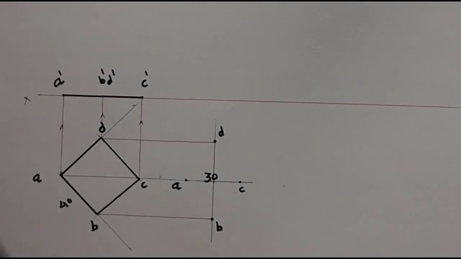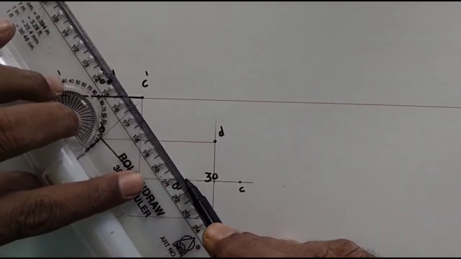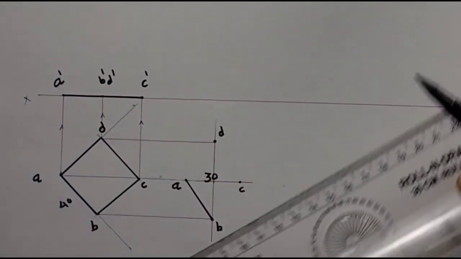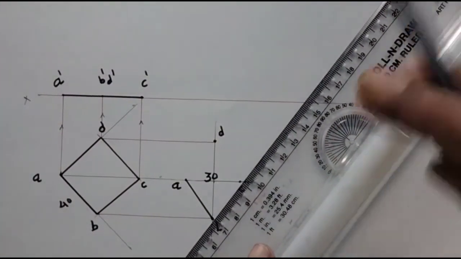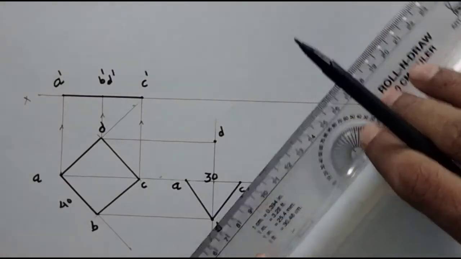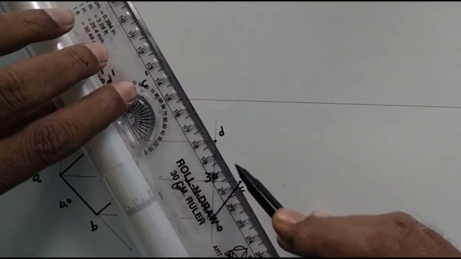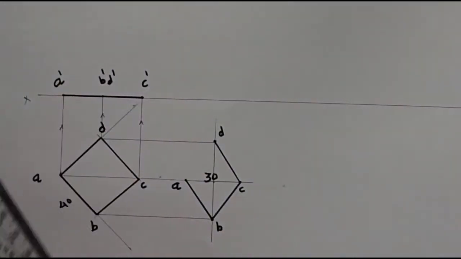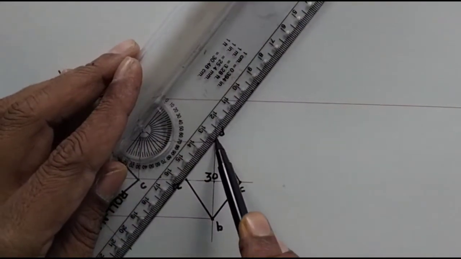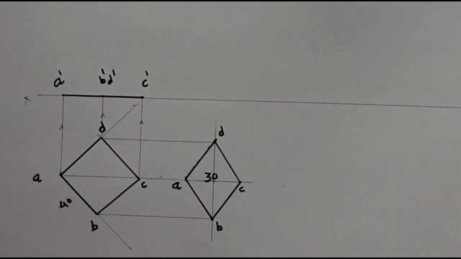Now we join all the corners. A to B, B to C, then C to D, and D to A. So my top view, as per the problem statement, becomes the rhombus with diagonal 30 mm.